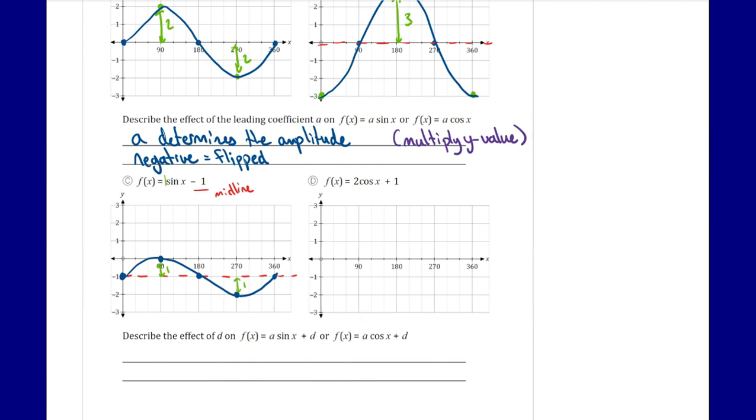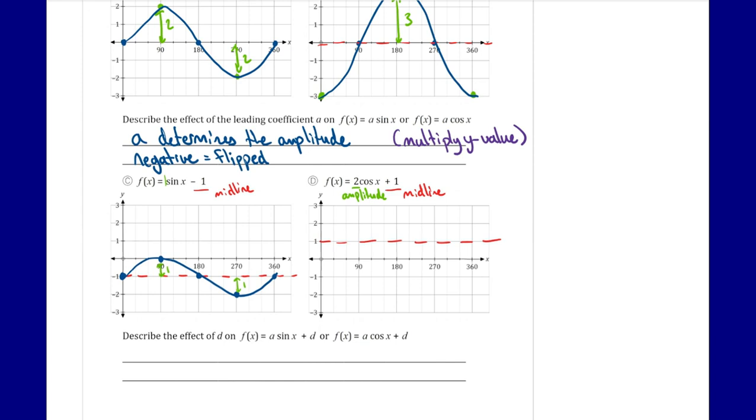For D, 2 cos x plus 1. So we have two things to consider now. One, the plus 1, which is telling us our midline, and two, the 2, which is telling us our amplitude. So I'm going to draw in my midline first. That's going to help me figure out my points. So my midline should be at positive 1. So the middle part of my graph needs to be at positive 1.